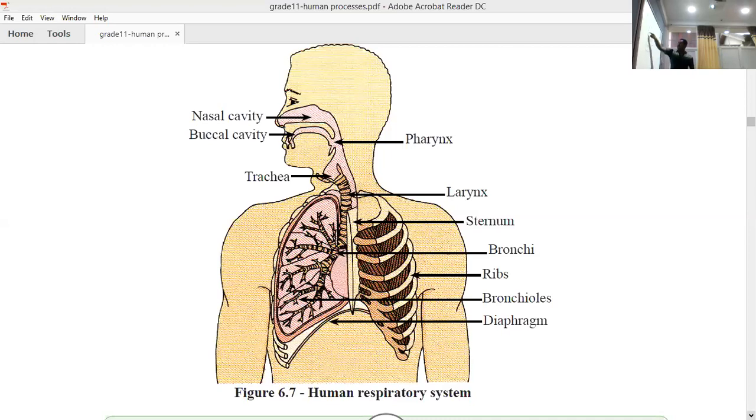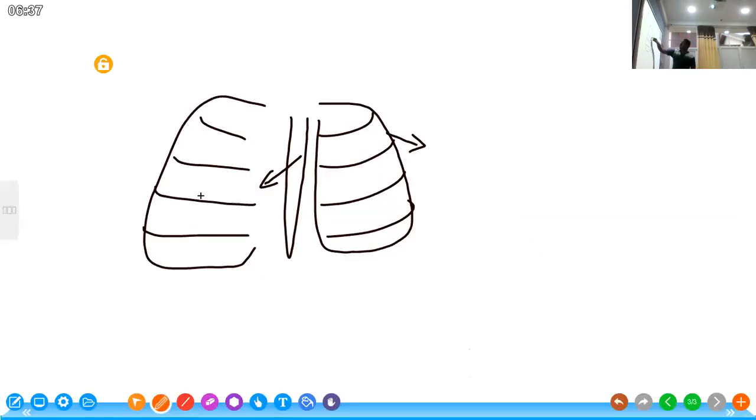Sir. No, sir. Then, right. Sternum. The back, the rib cage.